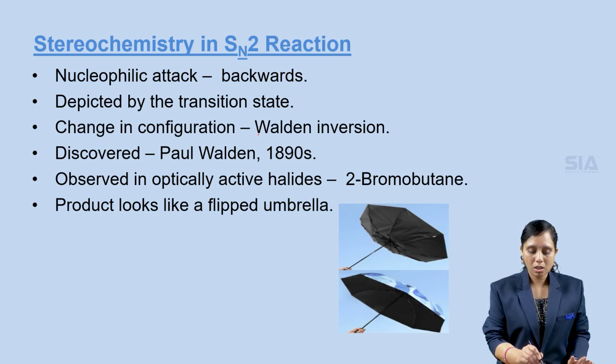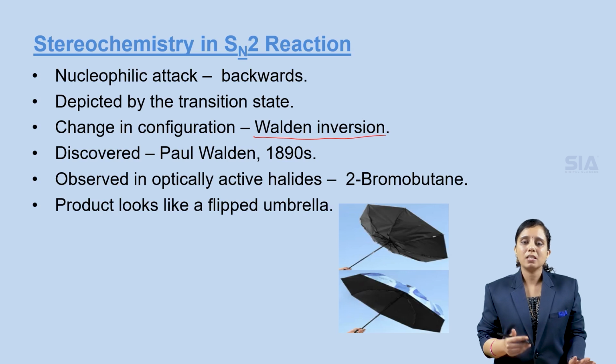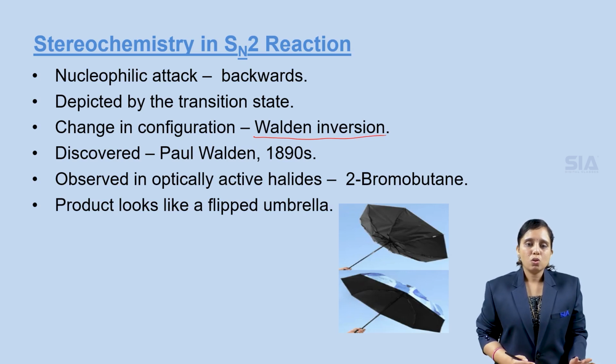Such inversion is called Walden inversion, as discovered by Paul Walden in 1890. It is majorly observed in optically active halides, like for example 2-bromobutane.